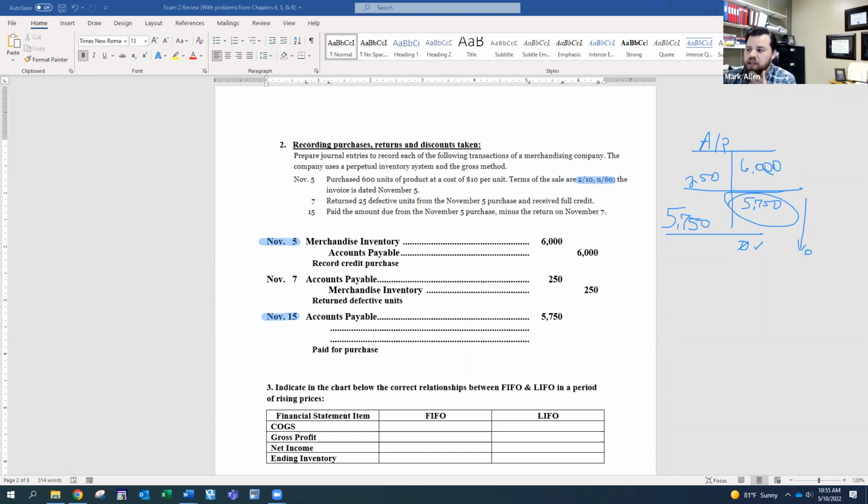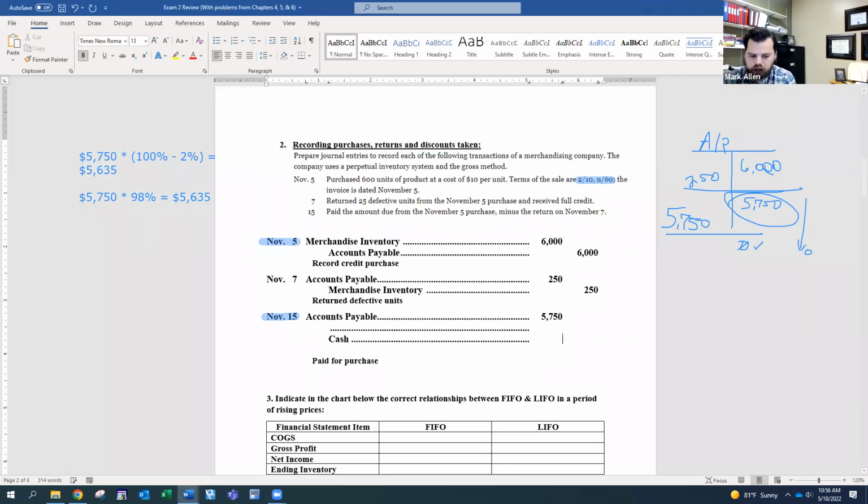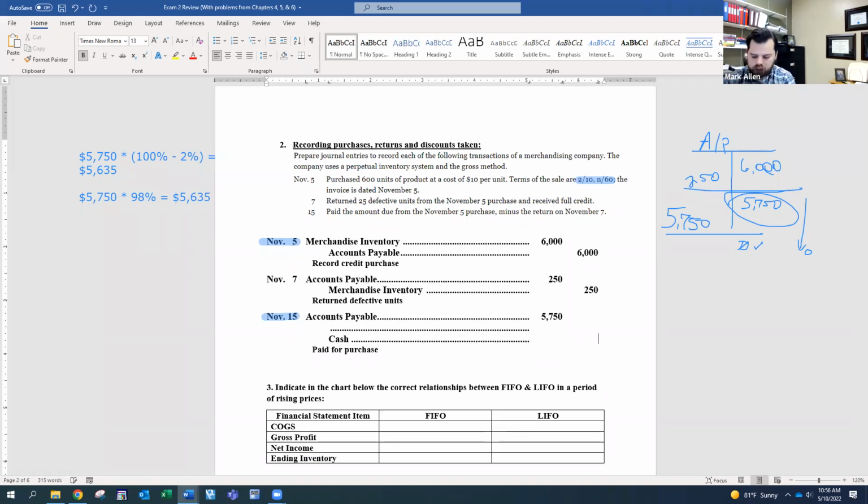So what that means is, to figure out the amount of cash we pay, we're going to do 5,750 times, and there's two ways to do this. You can do 100% minus 2%, and that is $5,635. Or, if you realize that 100% minus 2% is 98%, there's no reason to write it out the other way, you could do 5,750 times 98% and you'll still get $5,635. Now, that is the credit to cash. Okay, so we'll credit cash for $5,635.